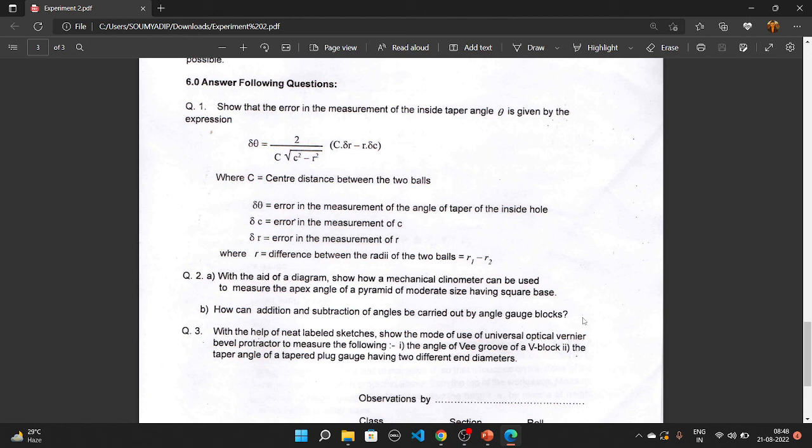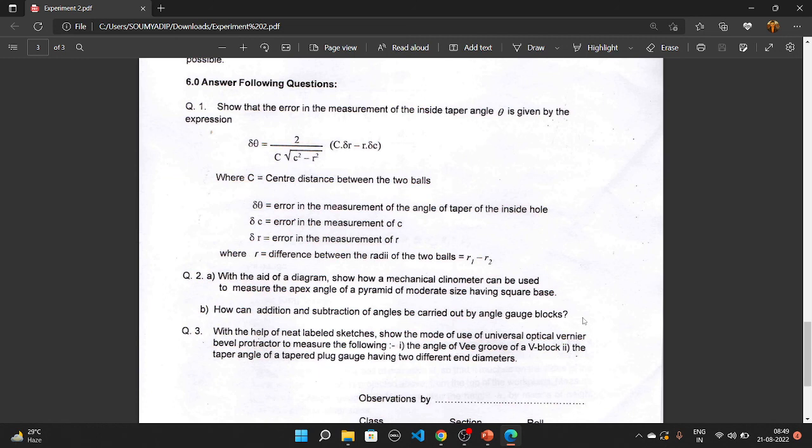Now to build the dimension, sometimes you need to add and sometimes you need to subtract. If you need to add, you have to put the blocks in one particular direction. Directions are given on the block itself. If you add, you place the two blocks in the same direction, one above the other. And if you want to subtract, then the directions will be opposite. That is also there in the standard books.